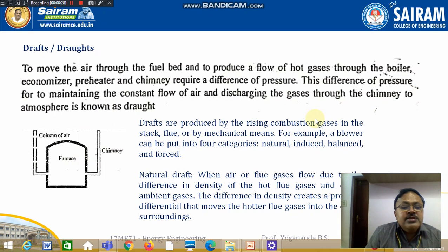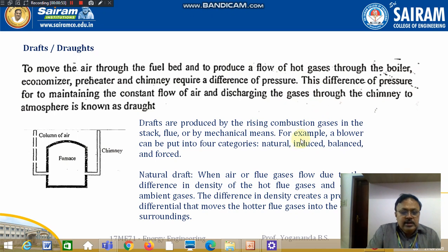This difference of pressure, for maintaining a constant flow of air or discharging the gases through the chimney to the atmosphere, is known as the draft. Drafts are produced by raising the combustion gases in the stack flue or by mechanical means, such as a blower.